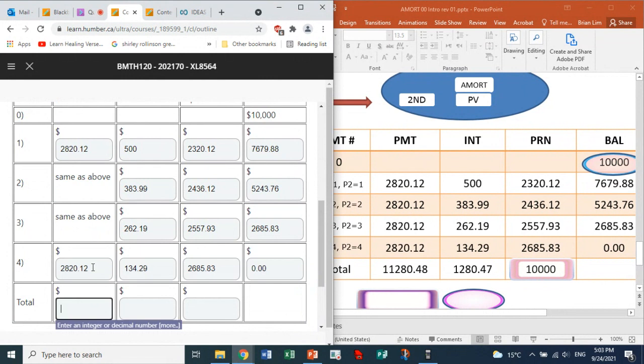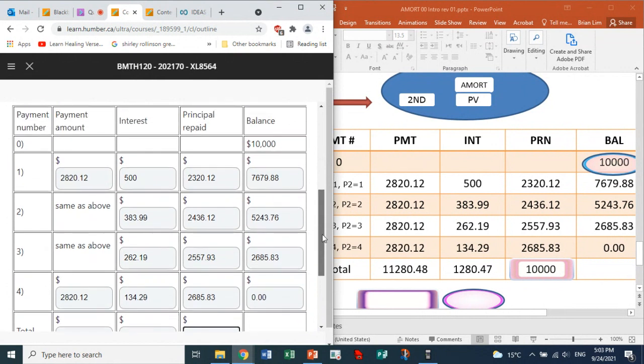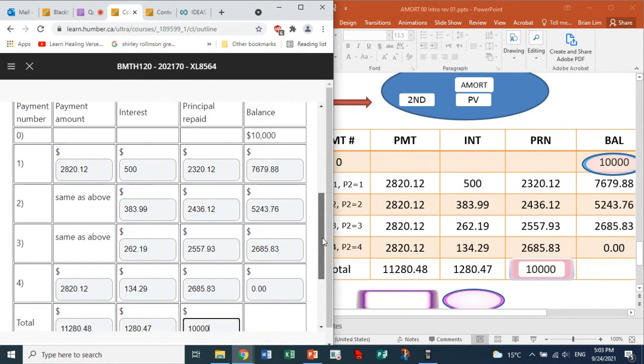Now we get to the total. The total payments is 11280.48, and the amount of interest paid is 1280.47, and the principal that we paid was 10,000. I know you're not seeing the headings on the columns, but it's how much is paid, the payment, and then the interest, principal repaid. And then the balance.